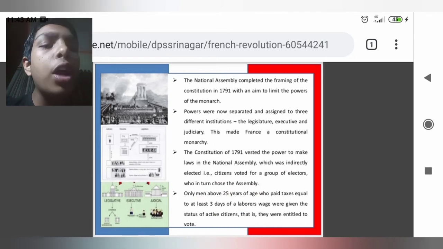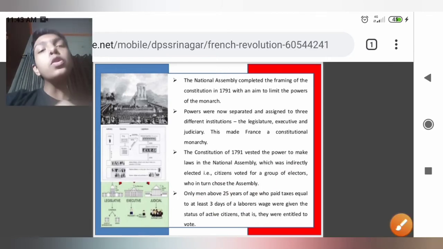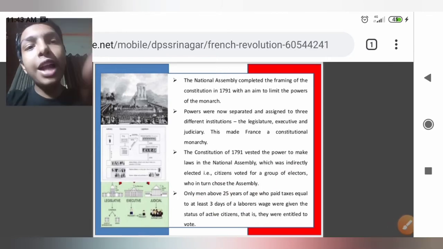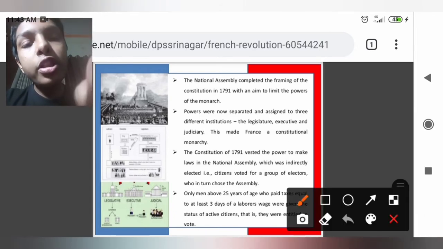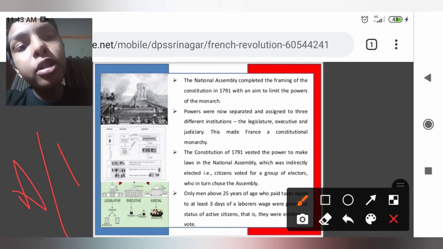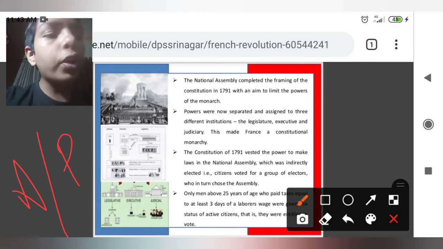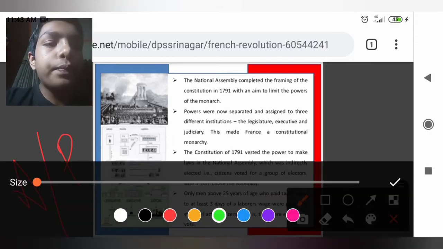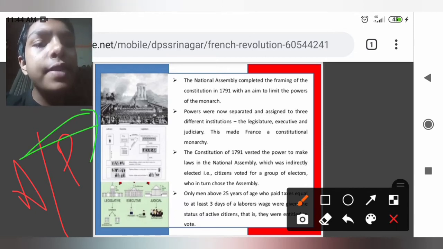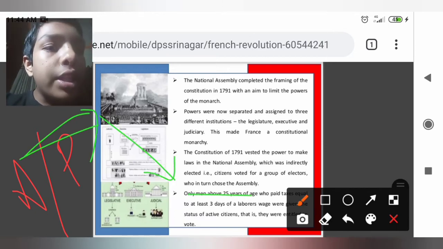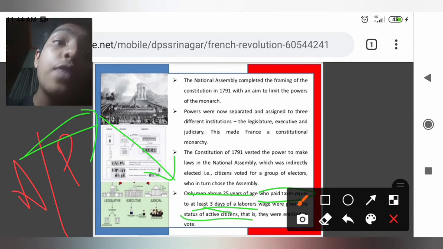है ना? तो अब दो citizens को दो में divide कर दिया गया. That were active on the basis of active and on the basis of passive. Now talking about active citizens. Active citizens is fully mentioned here. They must have paid taxes. They must have 3 days of laborer wage, and as well they must have the status of active citizens.